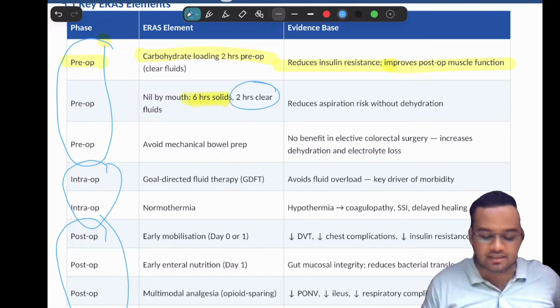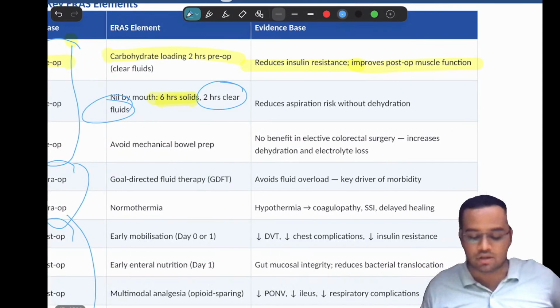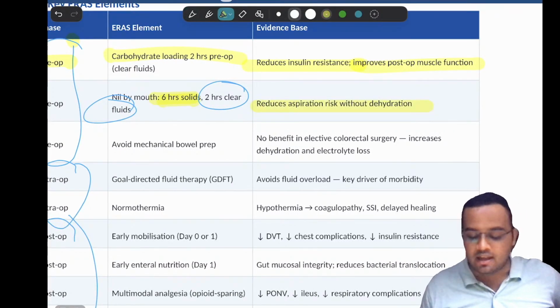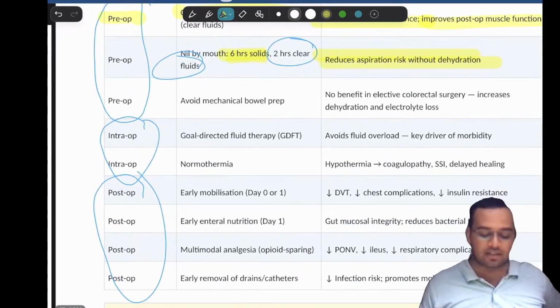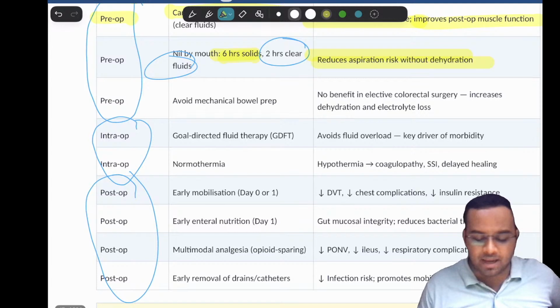So clear fluids means the carbohydrate drink which you are going to give. And it is going to reduce the aspiration risk, but also not cause any dehydration to the patient. Then preoperative mechanical bowel preparation.